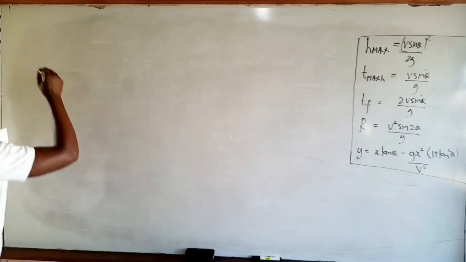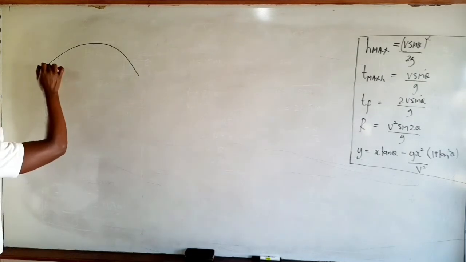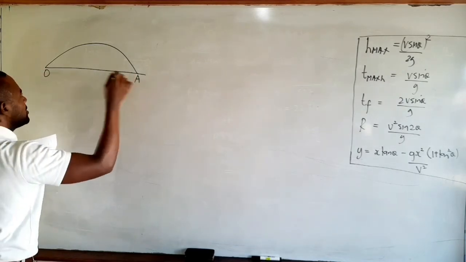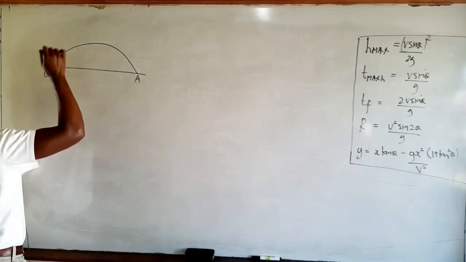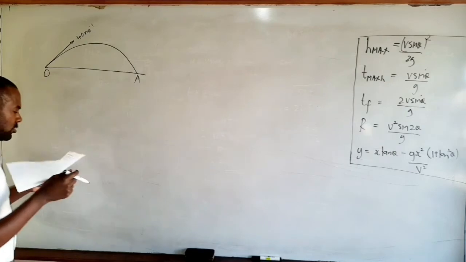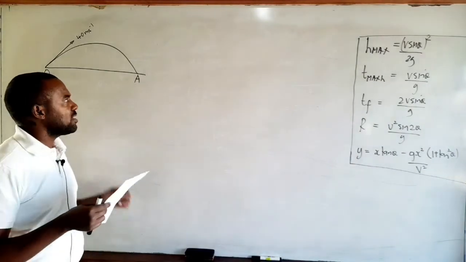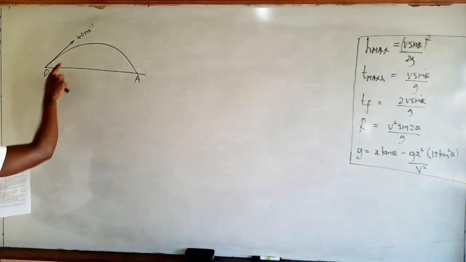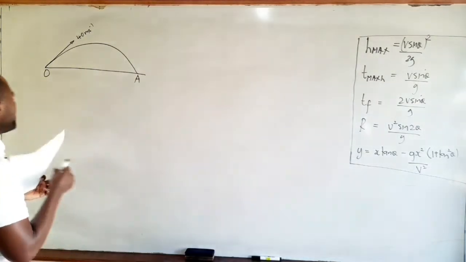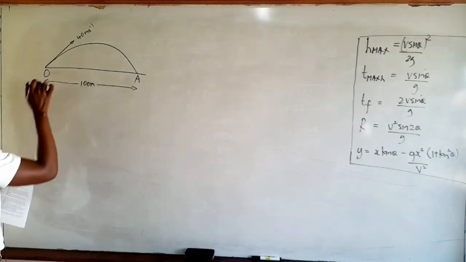So what is the significance of this? Let's try to represent the path of the arrow. So the arrow is fired, and it basically travels along this path. So let's say the arrow is fired from O and it lands at A. It's going to be launched with a velocity of 40 meters per second. Now what we're told is that the target is at the same level as the arrow. So this means that the arrow returns to its initial level of projection, and we're given how far the target is from the arrow. So we're given that the distance OA represents 100 meters.